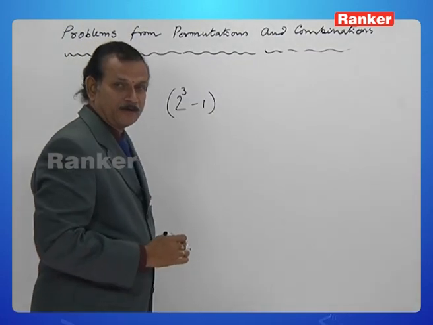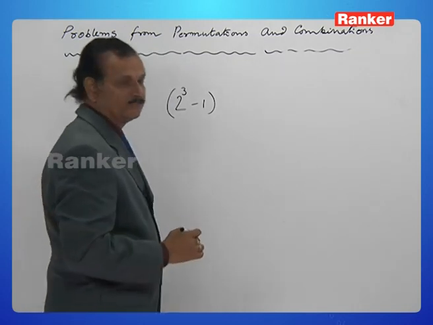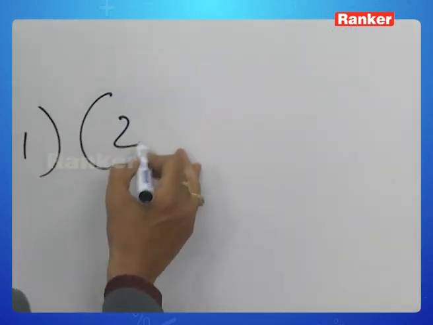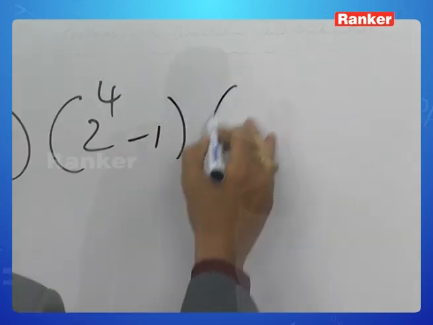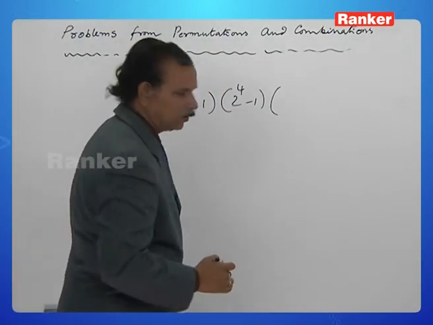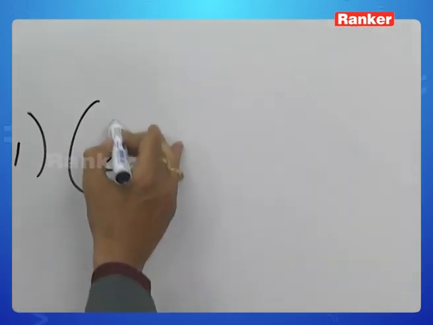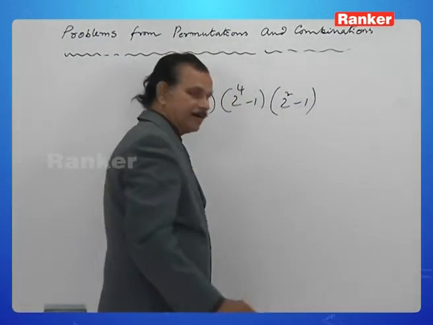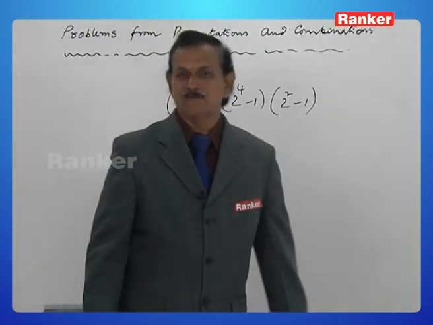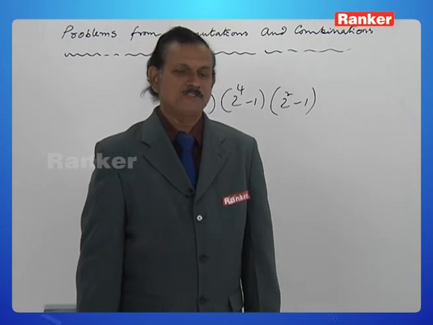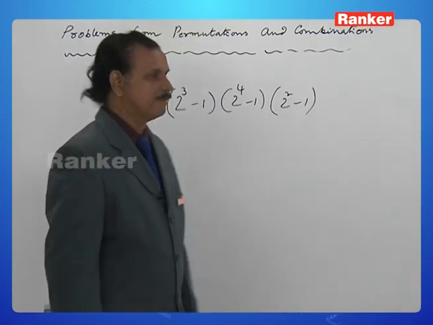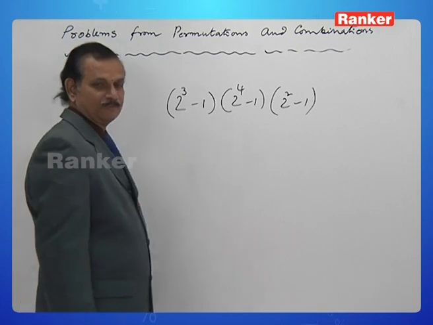And corresponding to ducks, how many ducks are there? 4 ducks are there. It is 2 power 4 minus 1. And corresponding to the third variety also, it is 2 square minus 1. This is a well-known and famous result from combinations. We have seen it so many times. Therefore, the answer is this. Let us now get it simplified.